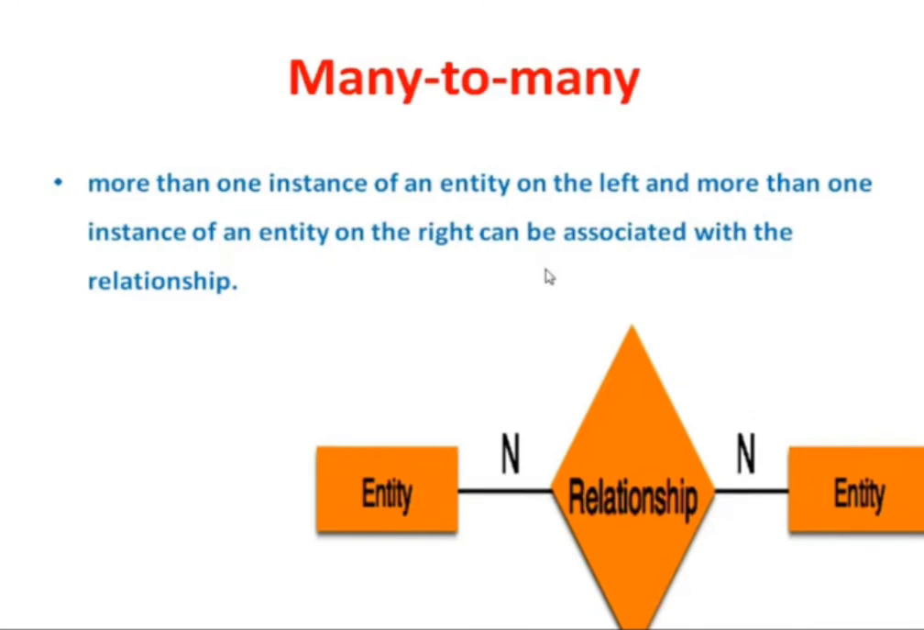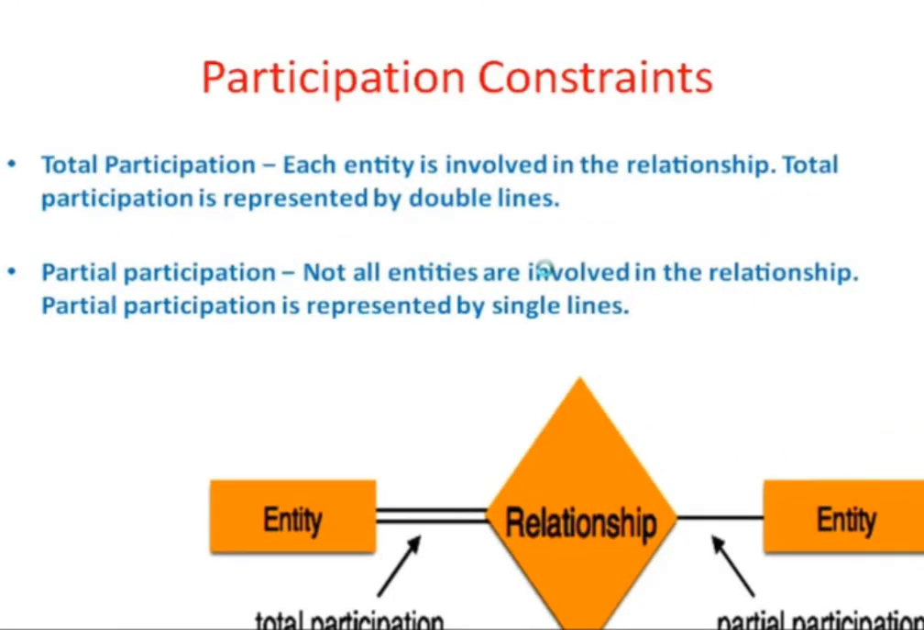And as far as participation is concerned, there are some rules in this as well. See, rules are explained here. There are two types of rules or constraints: one is total participation and another is partial participation. Total participation is always represented with double lines, and partial participation is represented with a single line. So what do we mean by that?